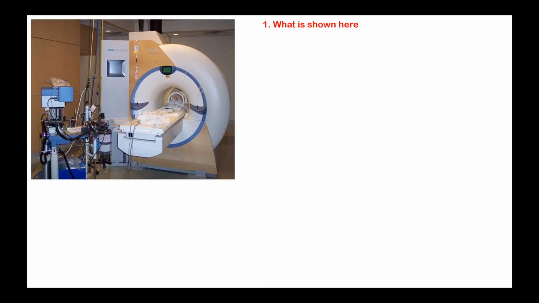What is shown here? MRI machine, sir. MRI suite. Anesthesia administered in an MRI suite. You can see the anesthesia machine. This is the MRI gantry. And you can see the tubing, everything going into the gantry. So, anesthesia in the MRI suite.